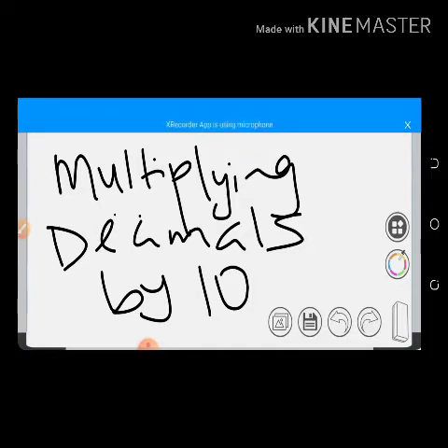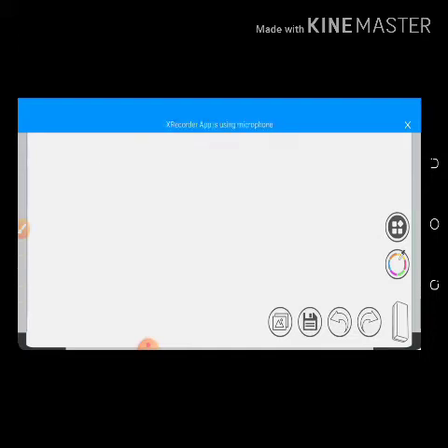Hello everybody, I'll be teaching on multiplying decimals by tens. Multiplying decimals by tens is when you want to multiply a decimal by 10, 100, 1000, 10,000 and so on. How do we go about it? Let's have our first example.